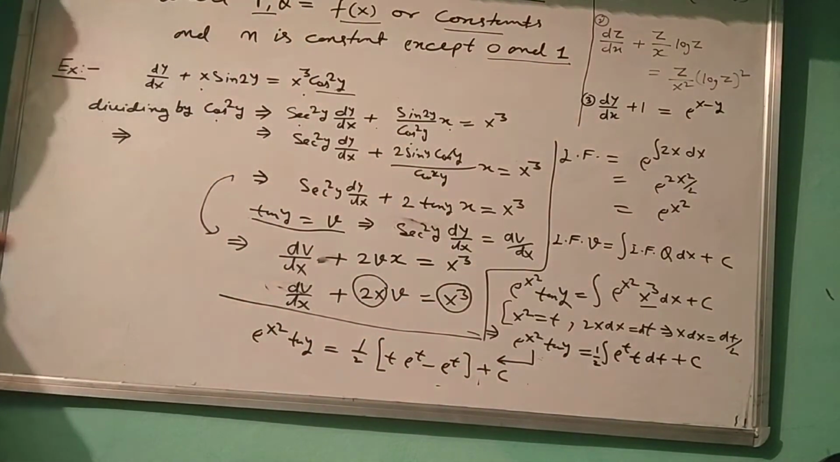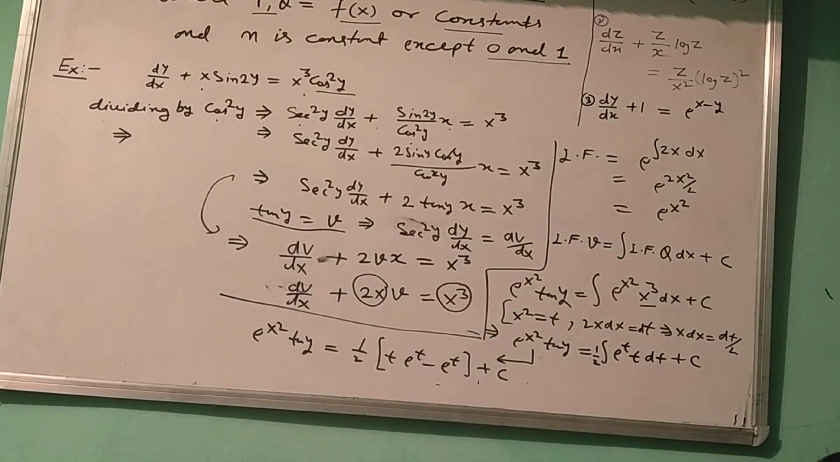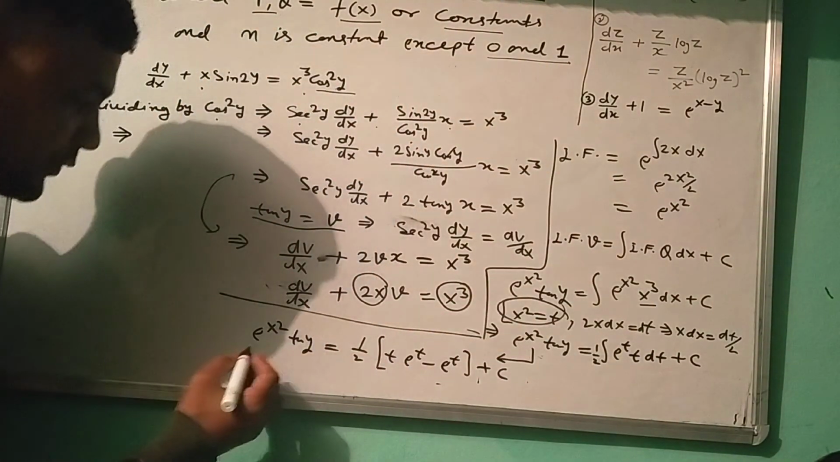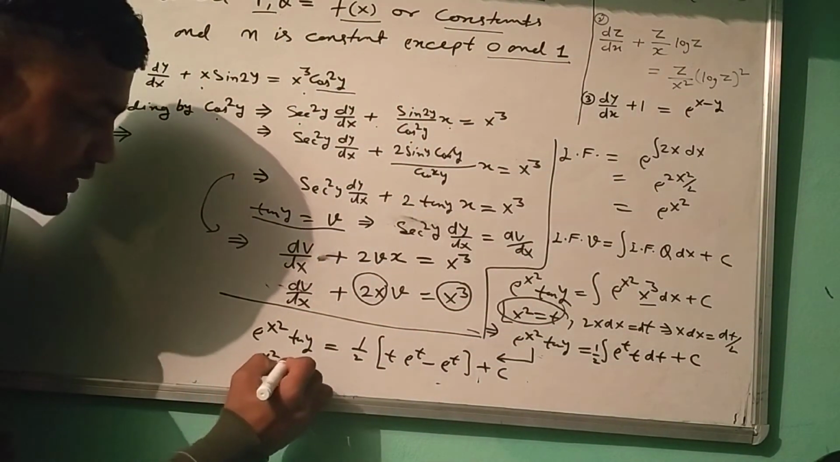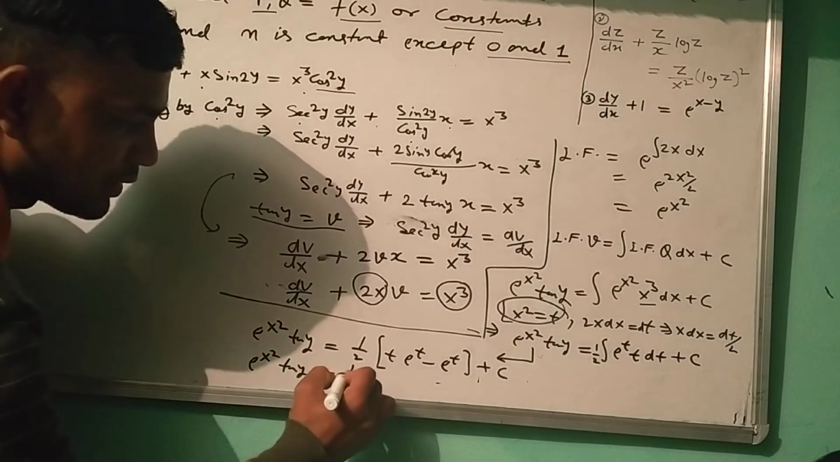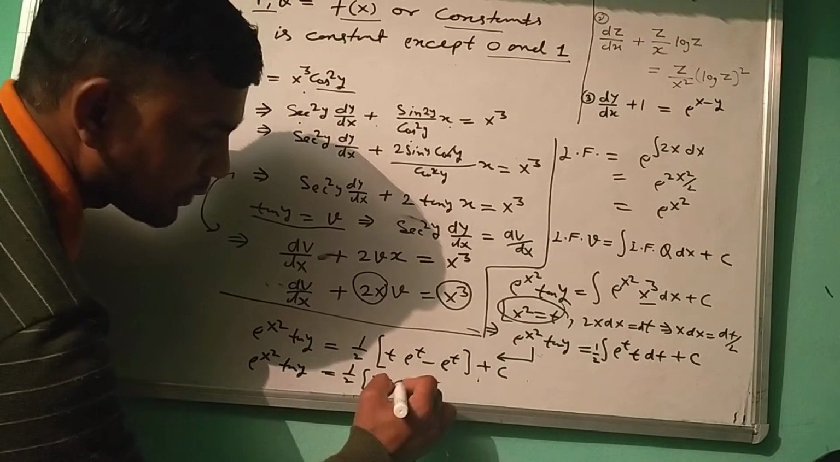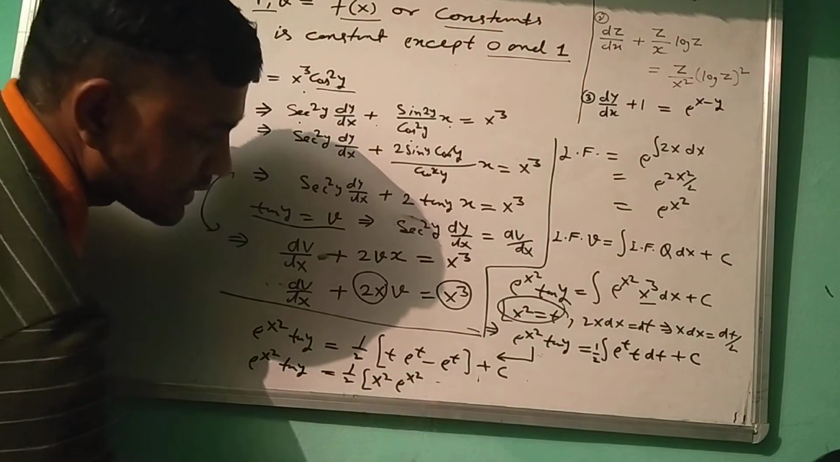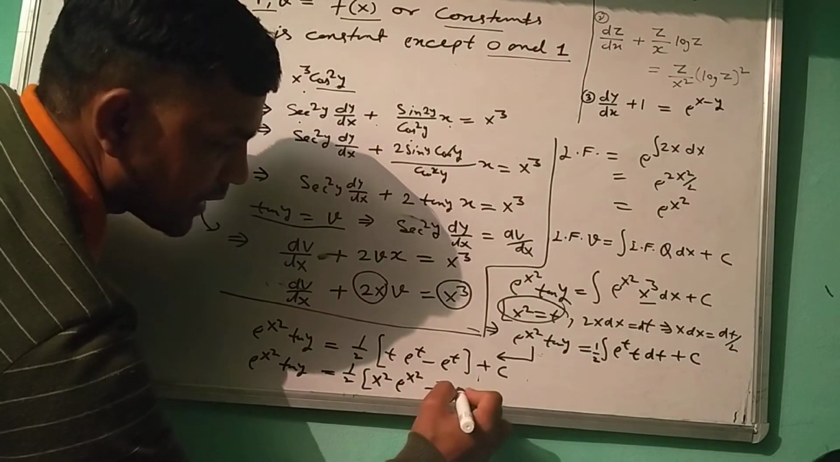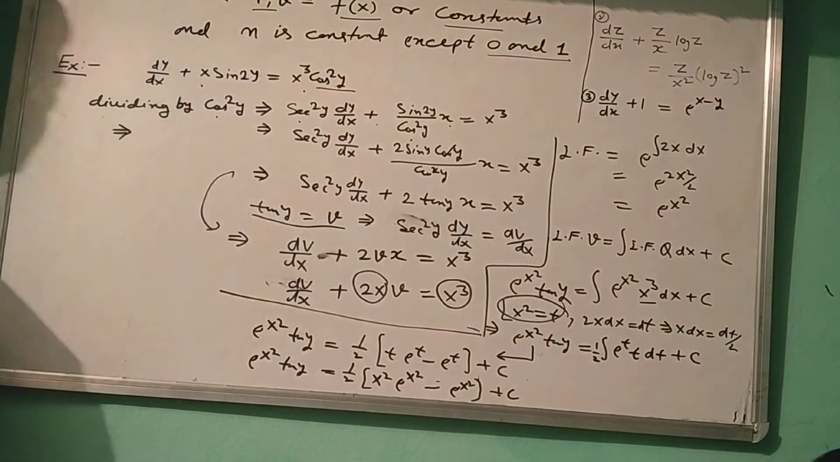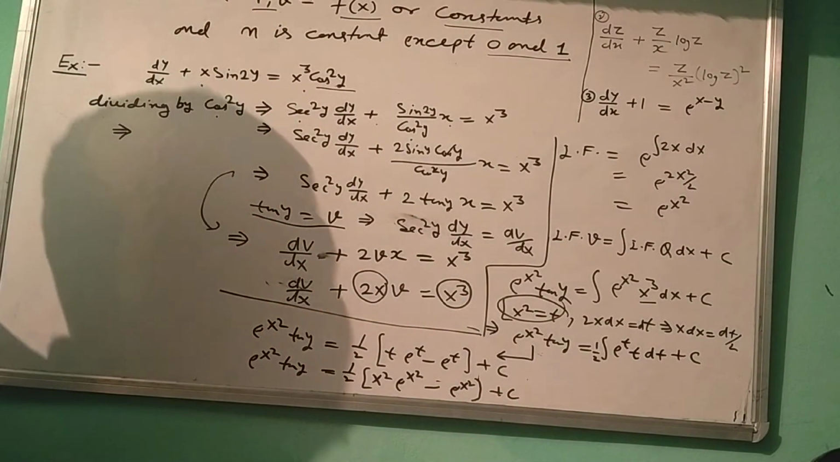After putting the value of t, because t equals x^2, the final answer is e^(x^2) tan y equal to 1/2 times (x^2 e^(x^2) minus e^(x^2)) plus c. So this is an example of the Bernoulli equation.